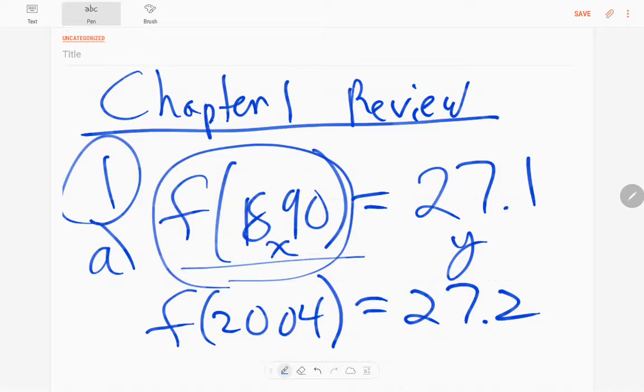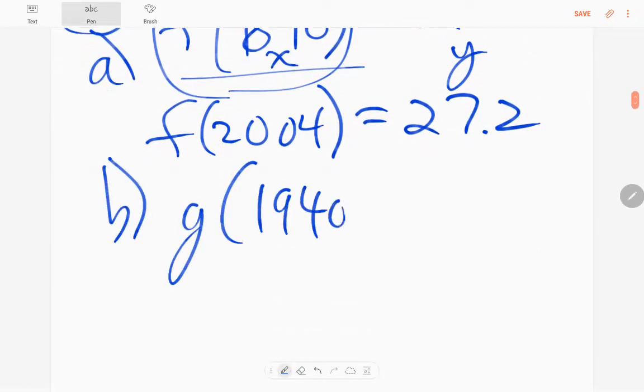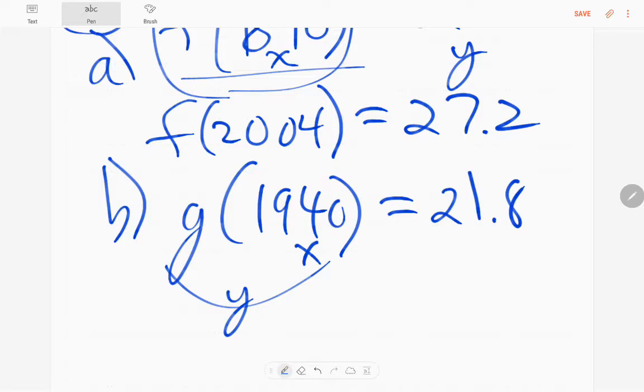Part G, it says, if the function G is the median age at first marriage for women, find G of 1940. So once again, it's just function notation. That's the x value, this is the y value. But G of 1940, you just have to look at the second column, the women column. It looks like 21.8 to me. Your numbers are probably going to be a little bit different, I assume. But this one's kind of an easy one. G of 2000, for me it's 25.4.